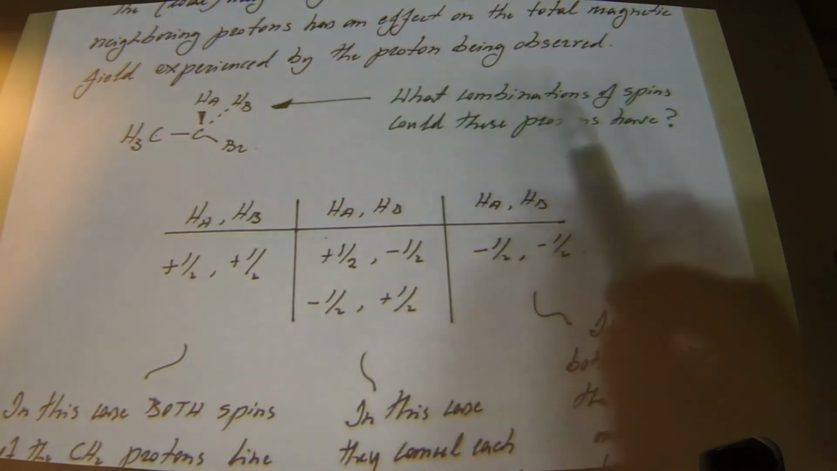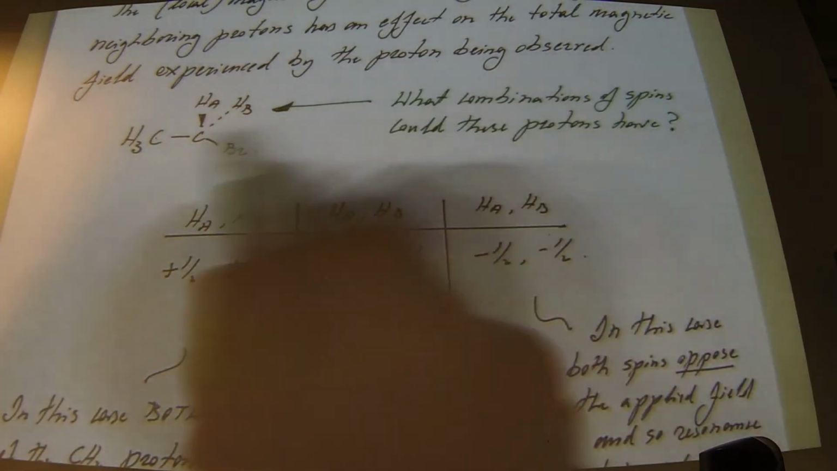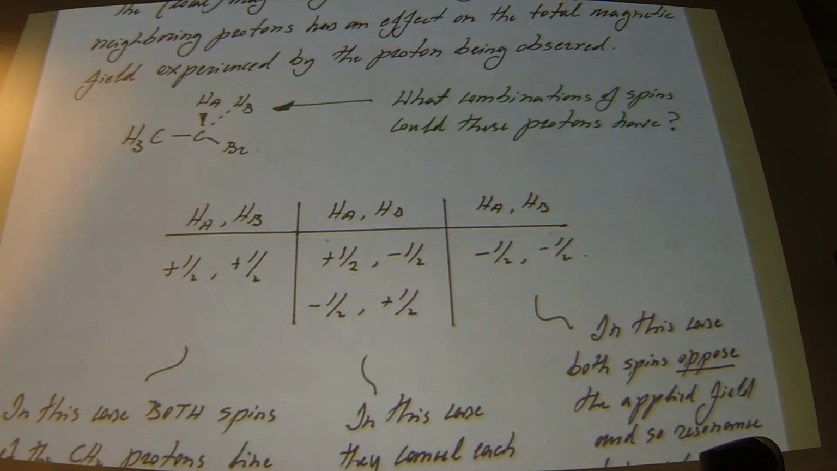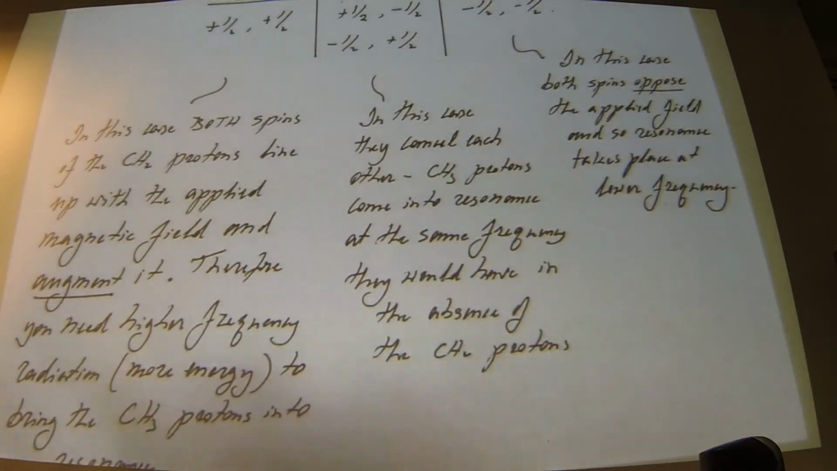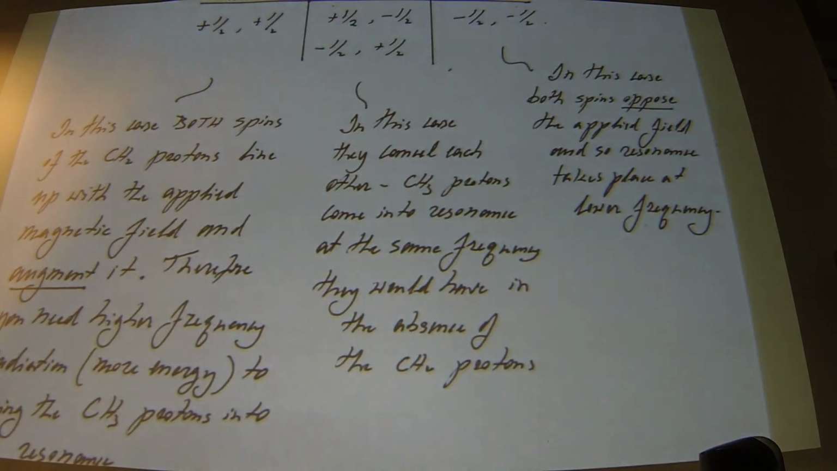So a local magnetic field caused by the spin of the neighboring protons has an effect on the total magnetic field experienced by the observed proton. So this is just in words what I have written down, what I just said, that in one case the fields may be augmenting the applied field, or they can be subtracting from it, or one can be augmenting and one subtracting. And so the number of ways you can combine spins gives you the total number of ways, gives you the multiplicity of the peak. And that's why the binomial coefficients make physical sense.